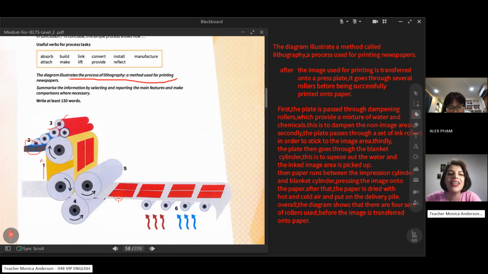Okay, is it clear now? Okay, very good. Just please keep this text and don't forget about it, so the next time, if you see, for example, the process of printing newspaper, you can easily write about it. This is all about the process of making or printing newspaper. Okay? Do you have any questions related to this part? No. Okay, but let me say something.